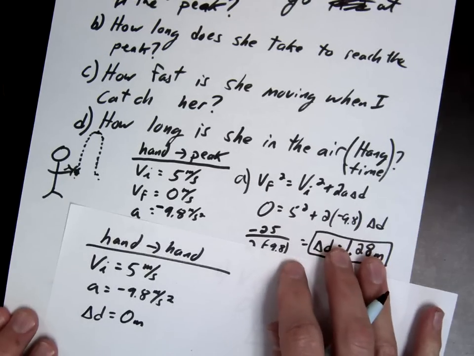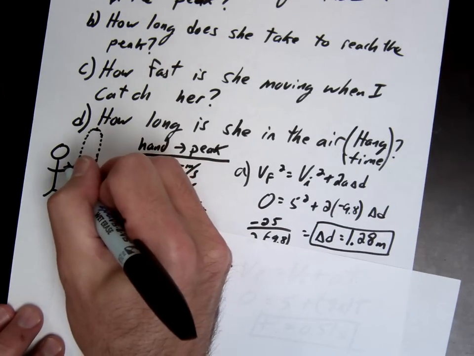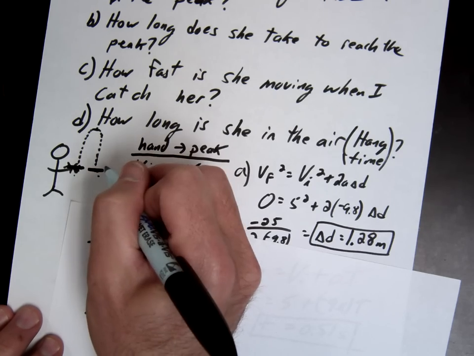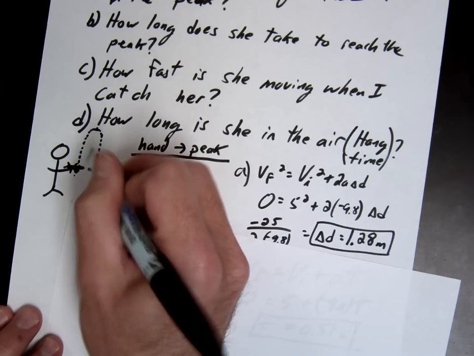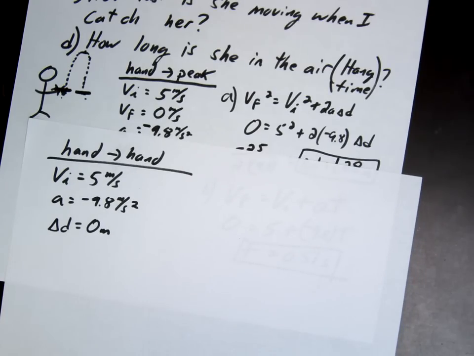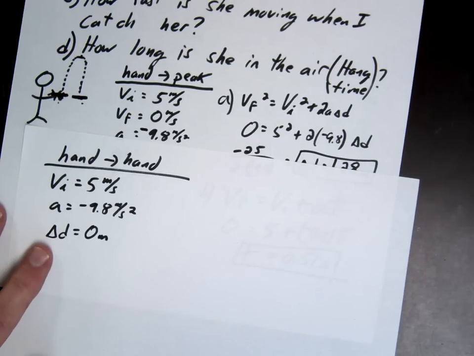Okay, remember, displacement is how far from where you started. So I started at the hand, I caught her at the hand. That means that there's no change, right? We're at the same place, exactly where we started. So those are our 3 givens. What did I ask you for? Final velocity?